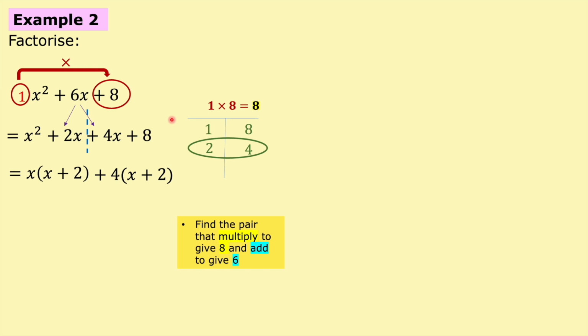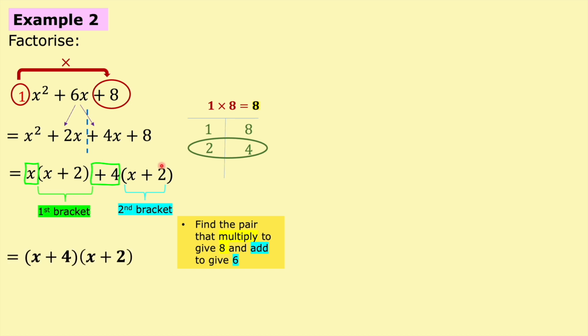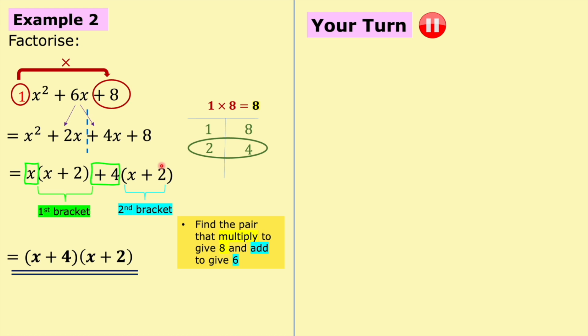And once we've done that, all we need to do is identify our two brackets. First bracket is going to be x plus 4, and then our second bracket is x plus 2, making sure that these two brackets are the same. And then our final answer is just x plus 4, x plus 2 in brackets. So again, can you follow this example and factorise x squared plus 7x plus 10?